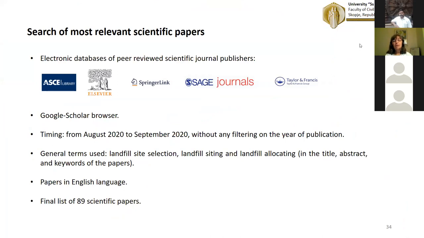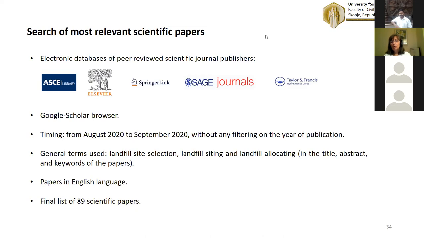To find all these relevant scientific papers, scientific journal papers were reviewed in the American Society of Civil Engineers Library, Elsevier Library, Springer's Library, Sage Journals, and Taylor and Francis. After all these electronic databases of peer-reviewed scientific journal publishers were searched, Google Scholar was also searched. The search was performed from August to September 2020. There was no filtering of the year of publication, and the general terms that were used were landfill site selection, landfill siting, and landfill allocation. And these keywords were searched in the title, abstract, and keywords of the papers.